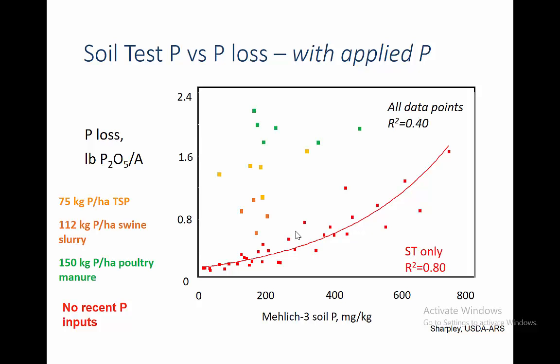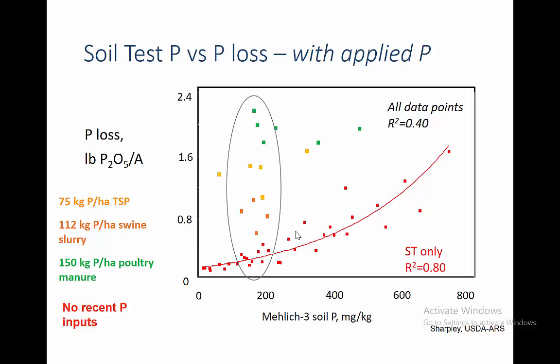We start adding a couple more points. I should have changed those colors. We start adding a couple more fields where there's been either inorganic fertilizer or some type of manure applied, and such load just falls apart, right? And we've got this whole cluster of fields, notice the threshold, that have the same soil test P, same P concentration in the soil, but we've got the whole range of phosphorus loss.